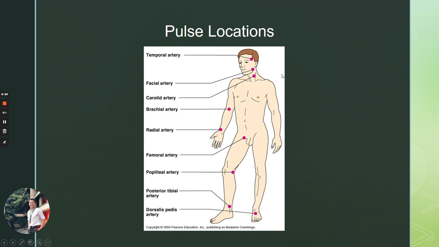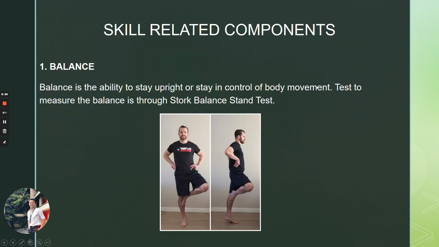Okay? And now let's proceed with the skill-related components. So when we say skill-related components kanina, ito yung ability natin to do well in everyday life activities. So ito yung mga ginagamit natin in our daily life na mga activities. Siguro hindi lang natin notice, pero nagagamit natin ito siya everyday.